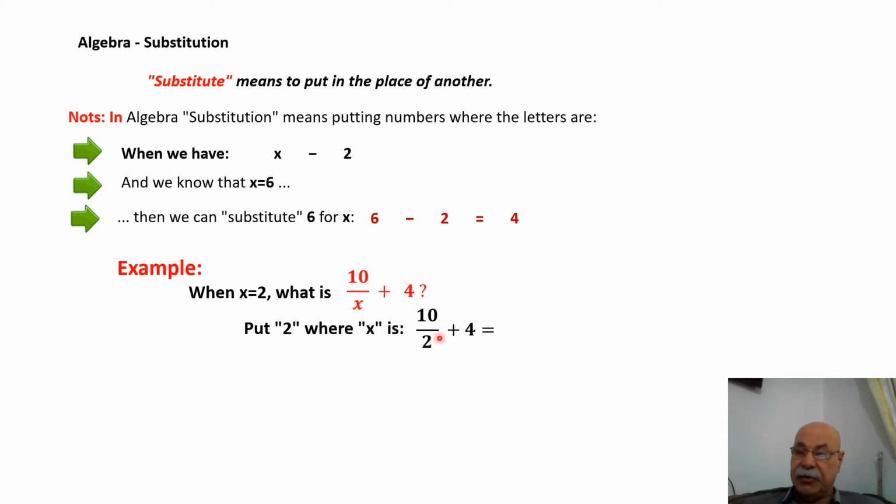It becomes 10 over 2 plus 4. Here it is a normal fraction: you can see it is 5 plus 4 equals 9. Where does 5 come from? Because how many 2s are in 10? 5. That's why it is 5 plus 4 equals 9. This is the final result.